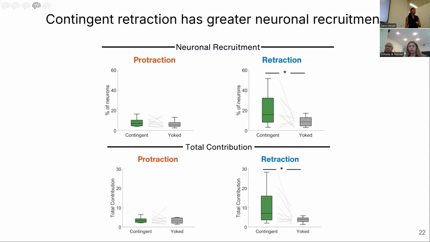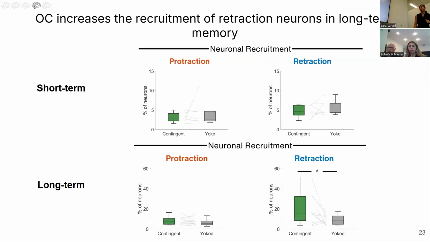So similarly to before, we want to compare these long-term results to our short-term. I reran this analysis on the short-term operant conditioning data. On the top, we can see short-term, in which there are no differences between the percentage of neurons in the protraction and retraction modules. Whereas in ours, we saw a higher percentage of neurons being active in the retraction contingent module. So now we've seen that the temporal signature was the same, but the neuronal signature is different in long-term versus short-term.